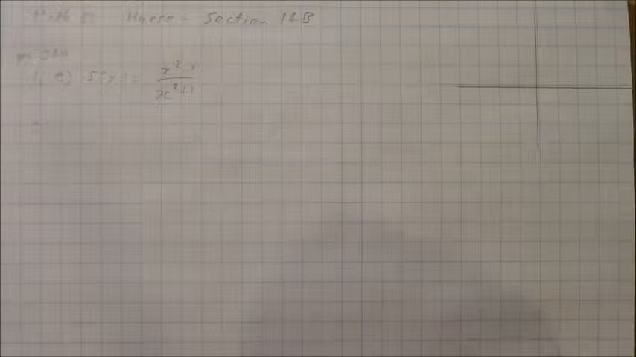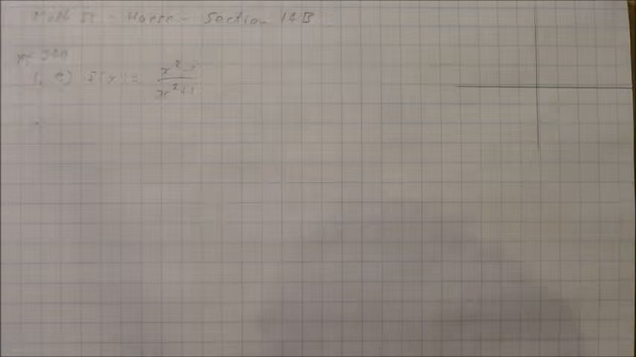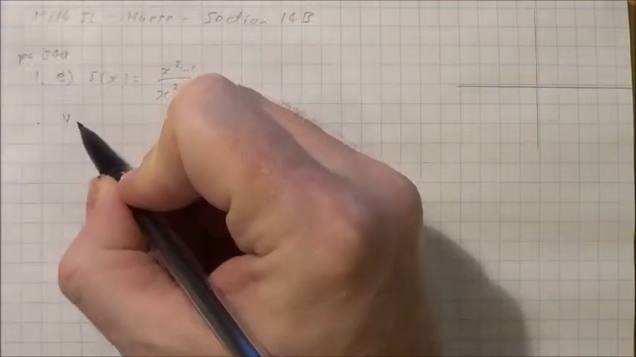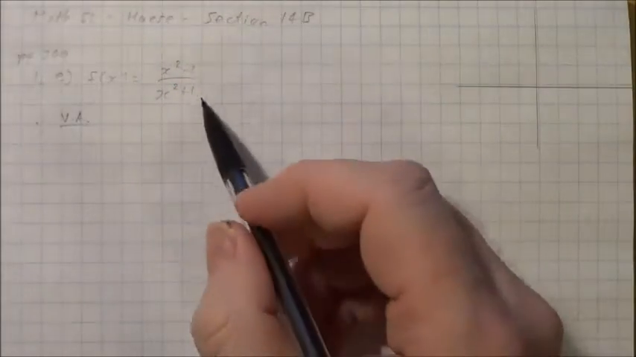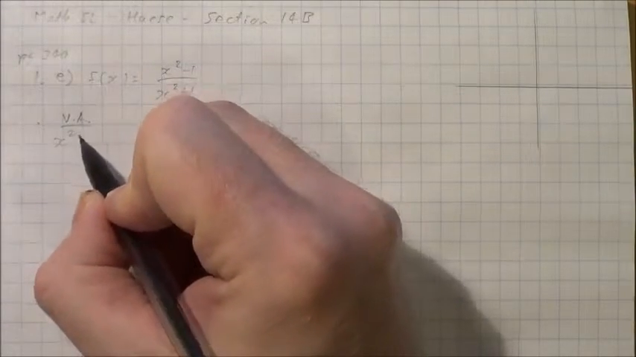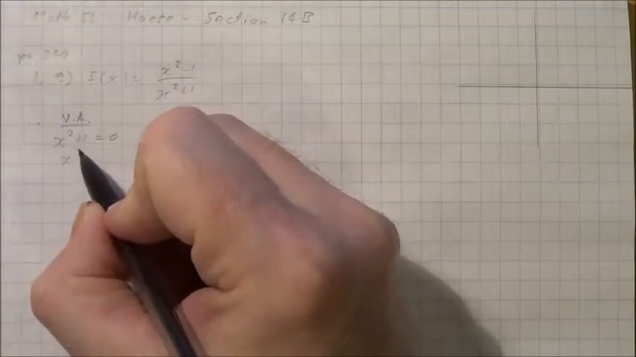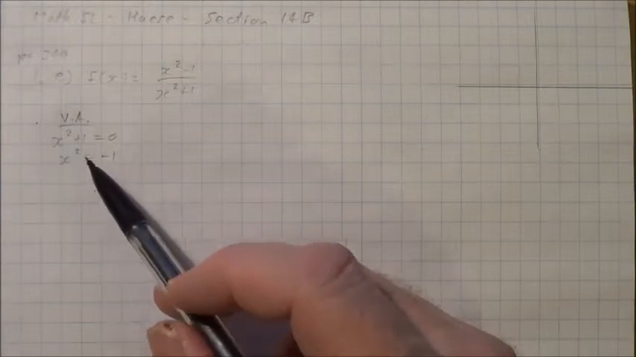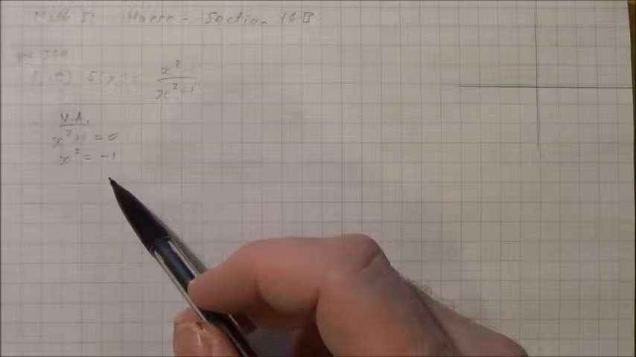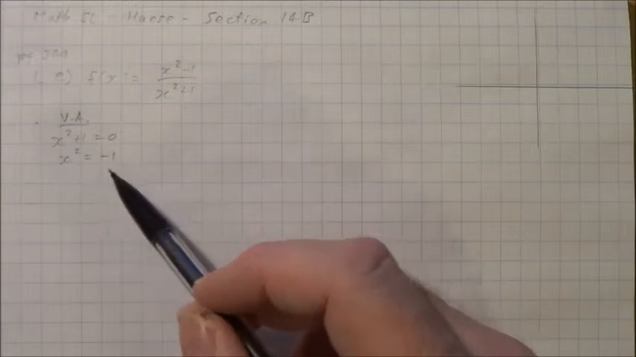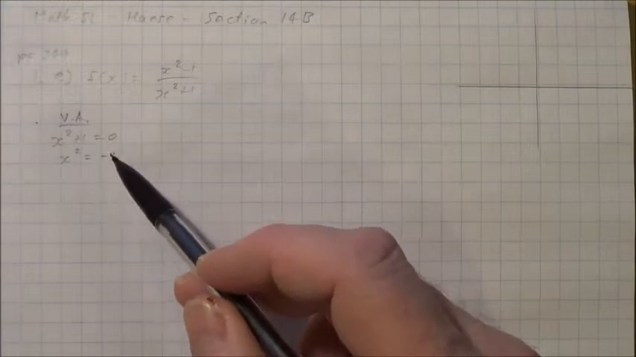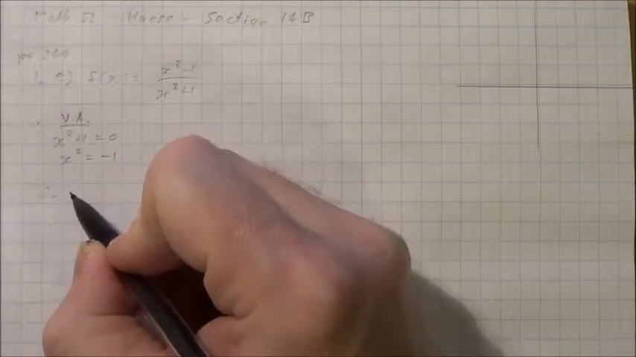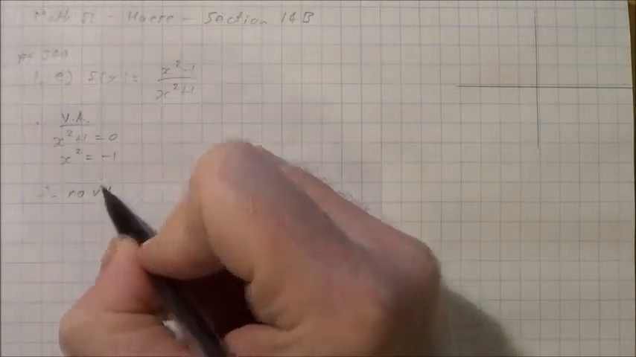Now we'll take a look at part E of question 1. So we'll take a look at, again, vertical asymptotes. That's when the denominator equals 0. If we solve for x, we get x squared equals -1, and so we need to take the square root of both sides, which is fine for the left, but you cannot take a square root of a negative number. Therefore, there are no vertical asymptotes in this case.